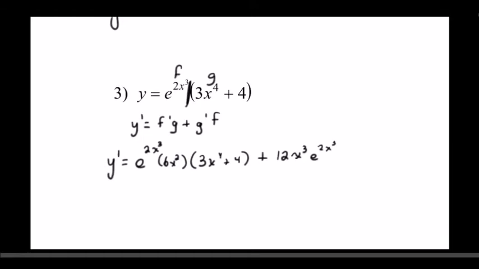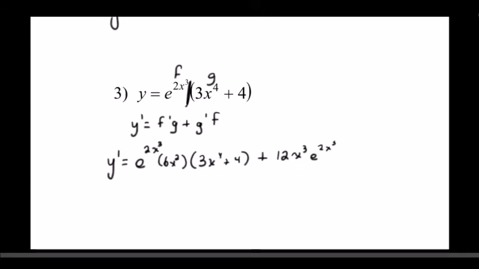So now we need to look at common factors. This plus sign here kind of separates the problem into a left side and a right side. We've got to think about what common terms the left side and the right side have. So I can see an e to the 2x cubed as a common term, and I can see a 6 that can be factored out and an x squared that can be factored out.